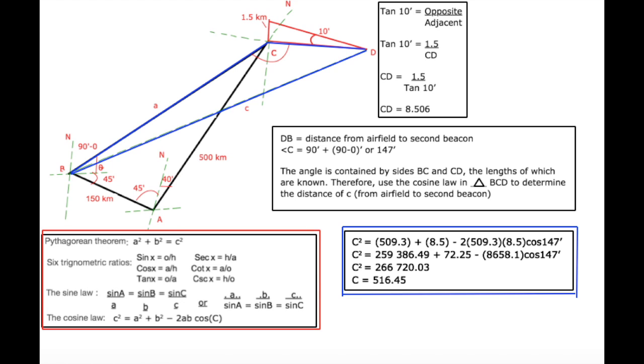Using the cosine law in triangle BCD, we have determined the distance from the airfield to the second beacon, which is 516.45. Therefore, the airfield is approximately 516 kilometers from the second beacon.